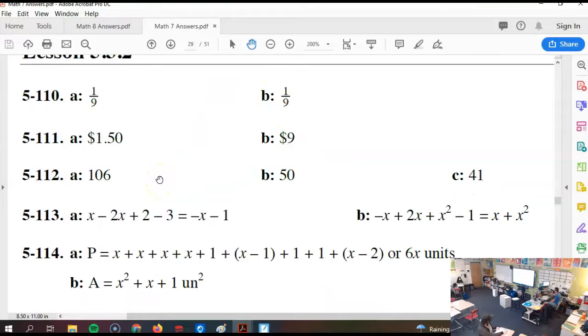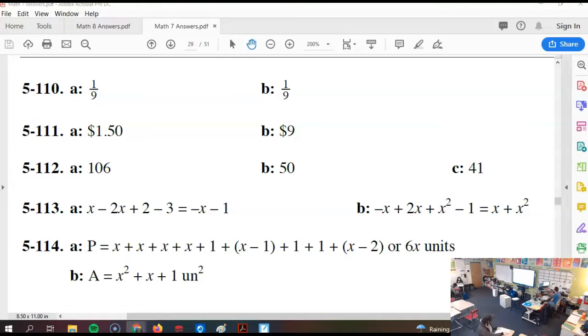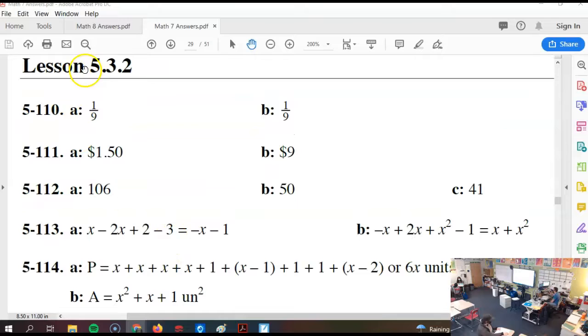You got a hand up? Sorry, I got to figure out where my music is playing from and stop that. Okay. One what? That's not from this homework. That's from 533. We'll get there, though. We'll do that in a second.